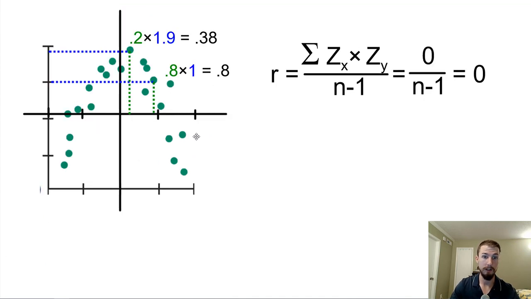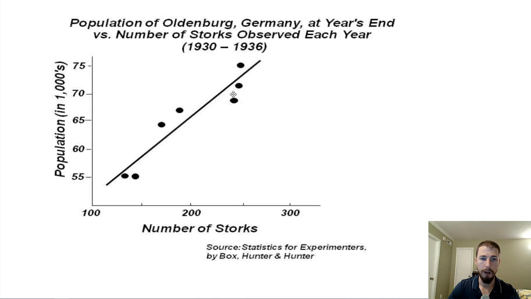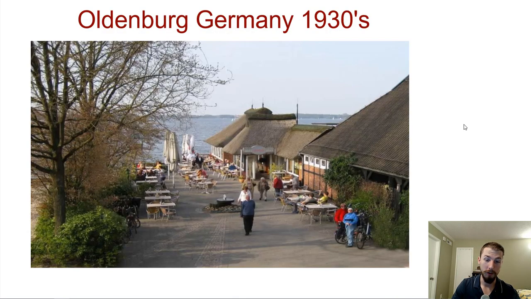So fascinating stuff. All right, and here's another example, just kind of a warning. So population of Oldenburg, Germany at year's end versus the number of storks observed each year. So from 1930 to 1936, they saw as the number of storks grew, the population grew in this town of Oldenburg, Germany. So this is modern day Oldenburg, Germany. That's not the 1930s, but anyway, in the 1930s, they did a scatter plot.